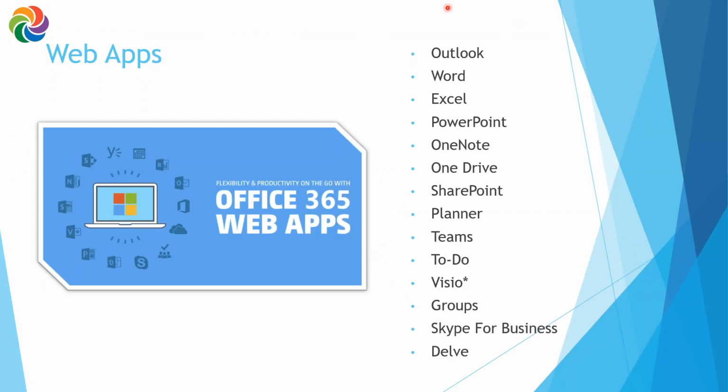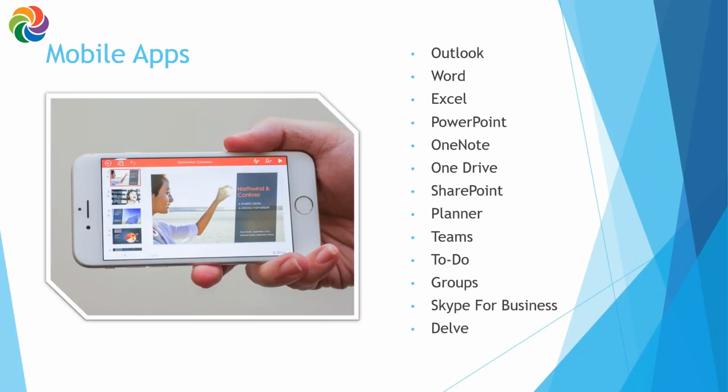So those are what the web apps look like. When we go to the mobile apps, they're very similar in that on the mobile apps we have Outlook, Word, Excel, PowerPoint, OneNote, OneDrive, SharePoint, Planner, Teams, To-Do, Groups, Skype for Business, and Delve. So if you notice, it's very similar to what you have in the web apps.